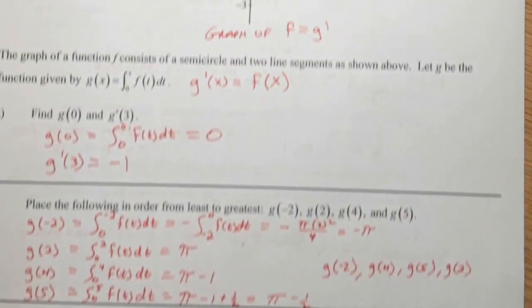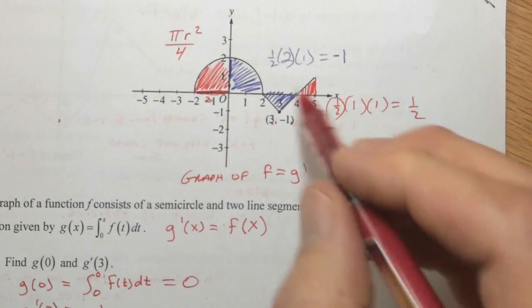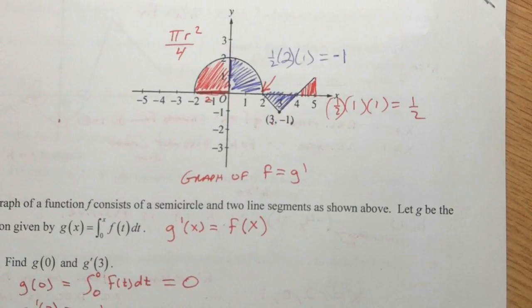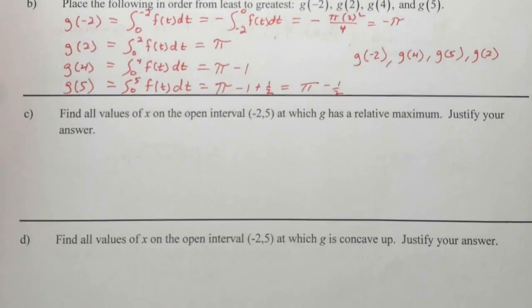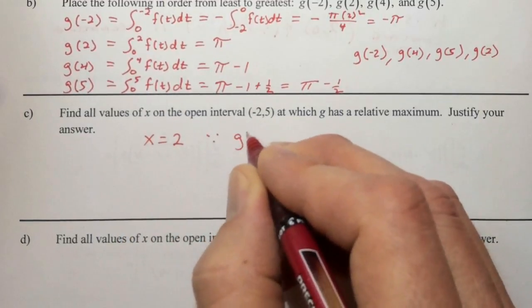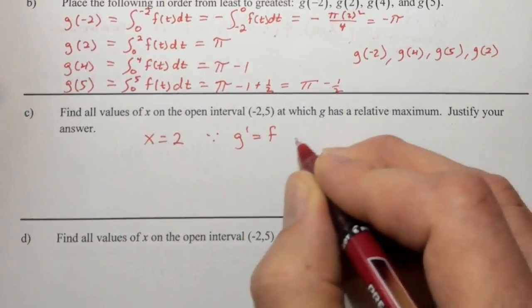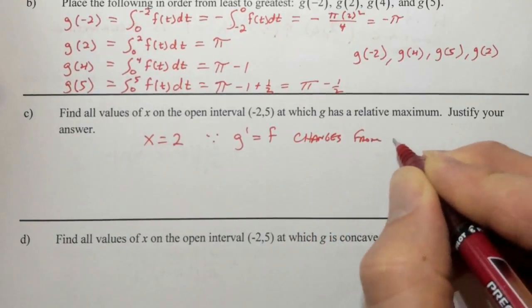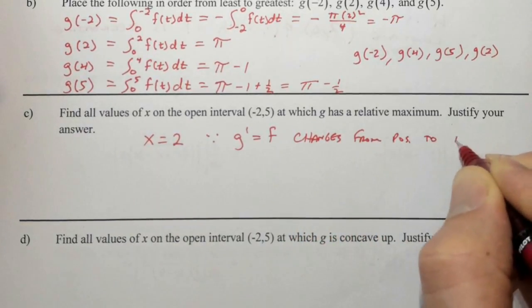So if we go back up here, we have the graph of g prime, and we can see clearly that the derivative changes from positive to negative right there when x is equal to 2. So that'll be our answer. x equals 2 because g prime, which is equal to f, changes from positive to negative.